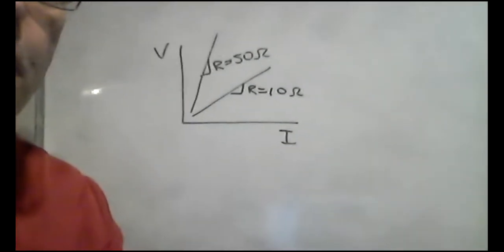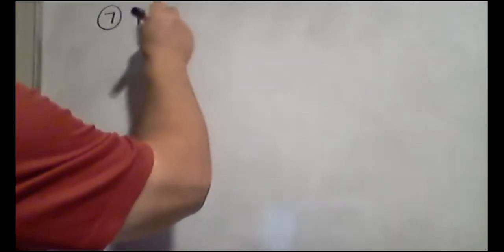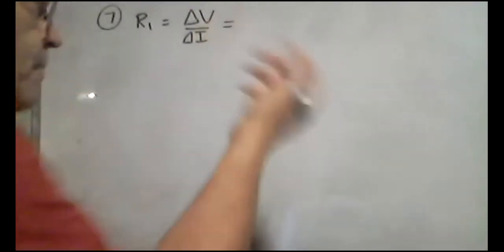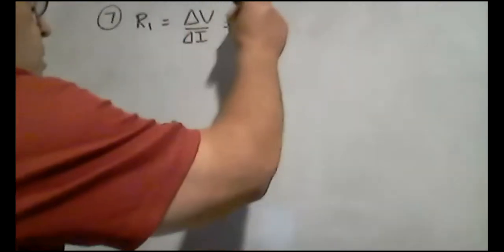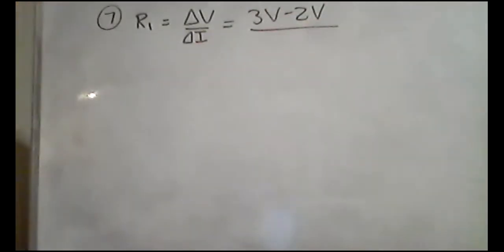All right, so back to my whiteboard here. When I did it, I'm going to pick three slopes, because I have three sets of data. The way I answered question 7, on top of page 4, is I have R1, which is delta V over delta I. As usual, I picked between 2 volts and 3 volts each time. So my top was always 3 volts minus 2 volts, which is my top for each one of my calculations.